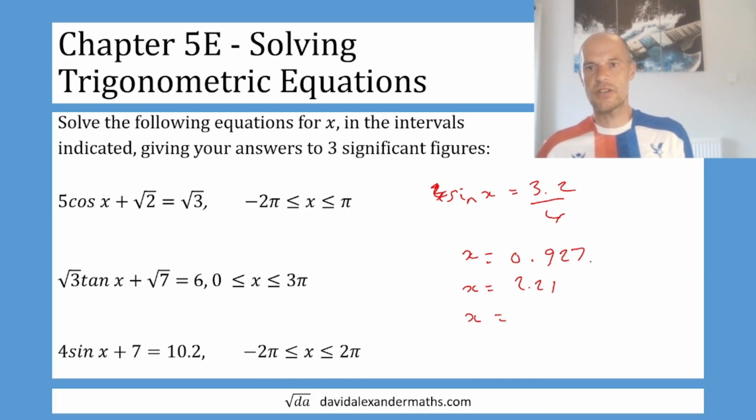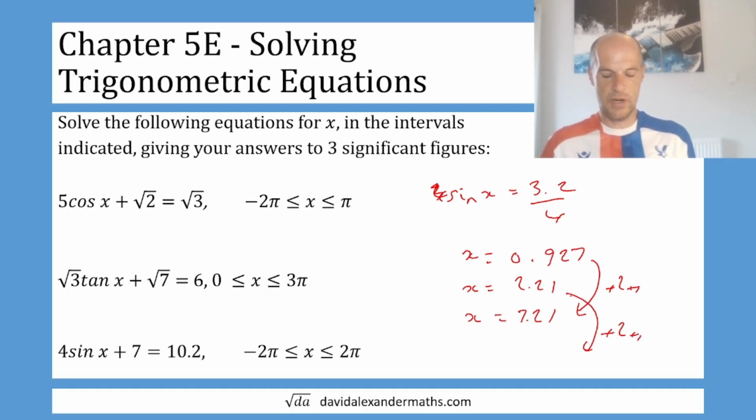My next solution is that primary plus 2 pi. So 0.927 plus 2 pi is 7.21. And the one after that is 2 pi added on to the 2.21. 2.21 plus 2 pi is 8.49.